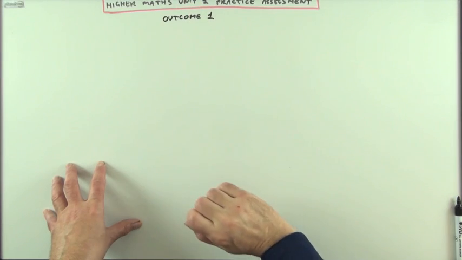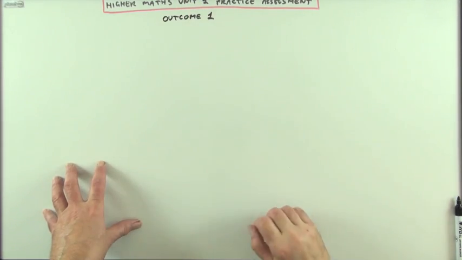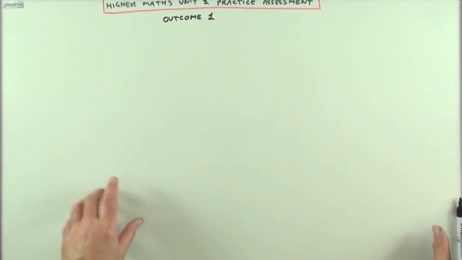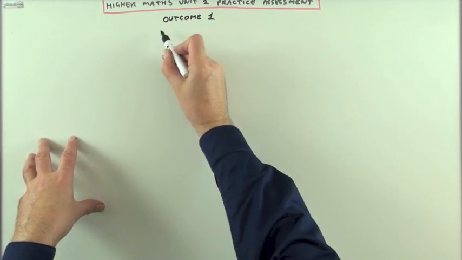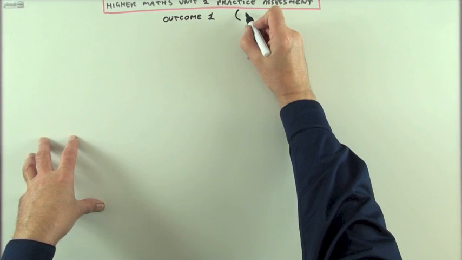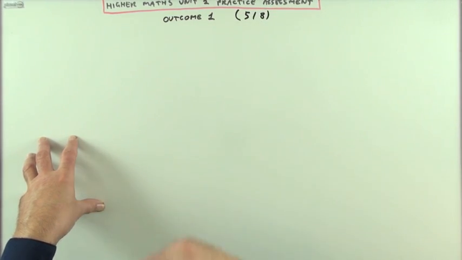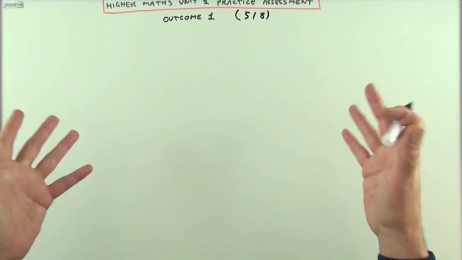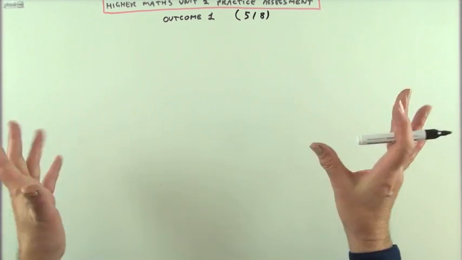Now, Higher Maths Unit 2, Practice Assessment, Outcome 1. Now, there are 8 marks available in Outcome 1, and in order to pass Outcome 1, you're required to get 5 out of those 8 marks. But of course, if you pay attention here, you should get all 8 of them.